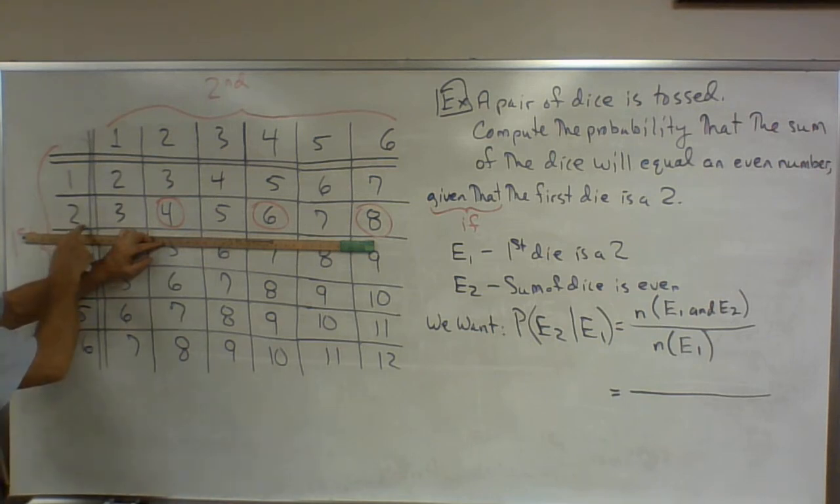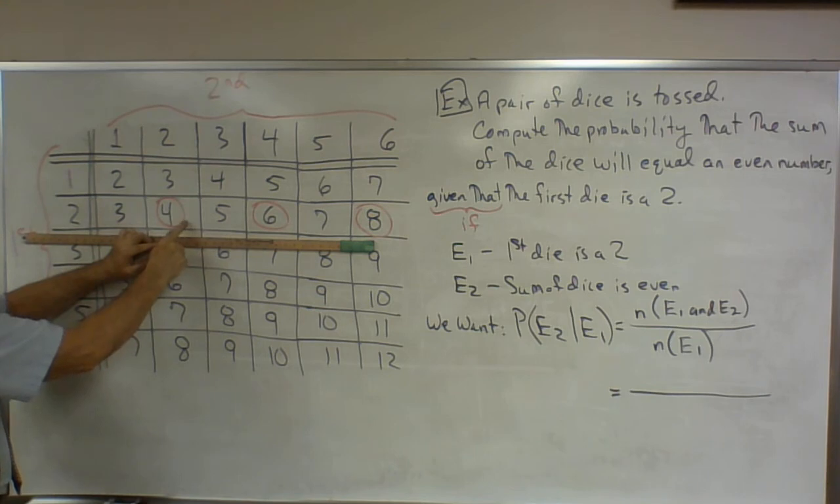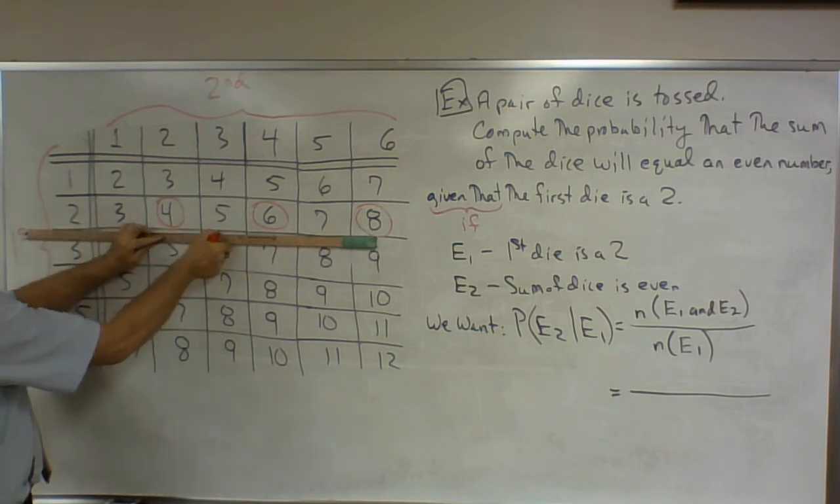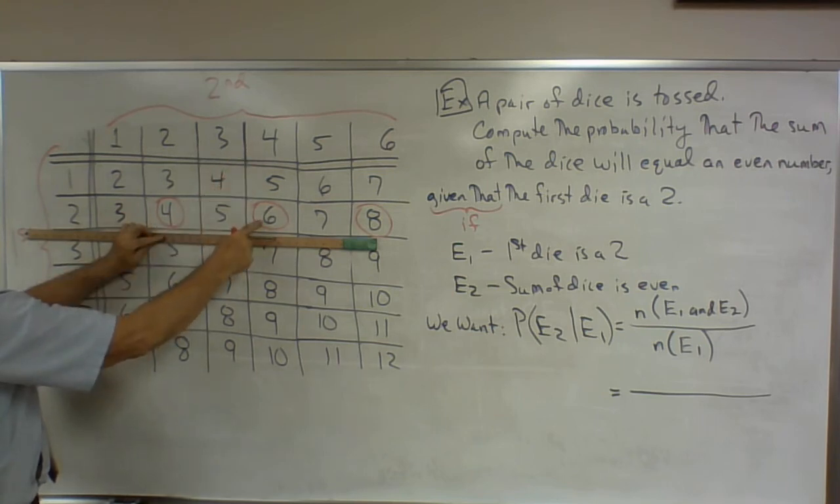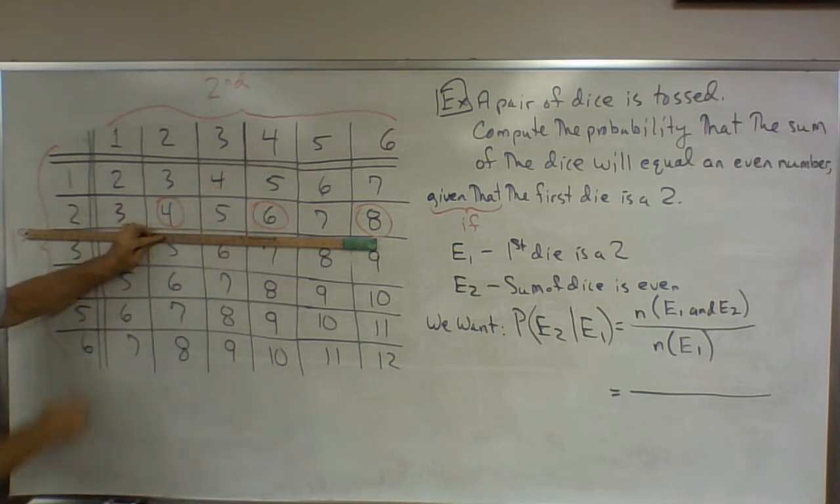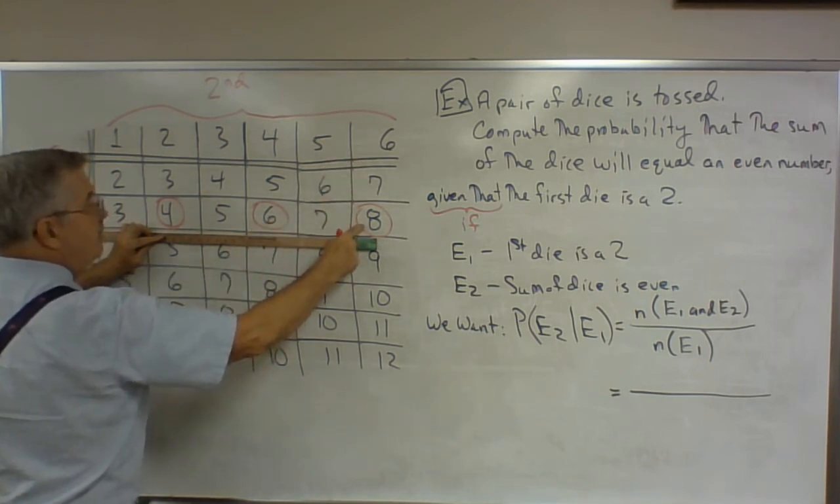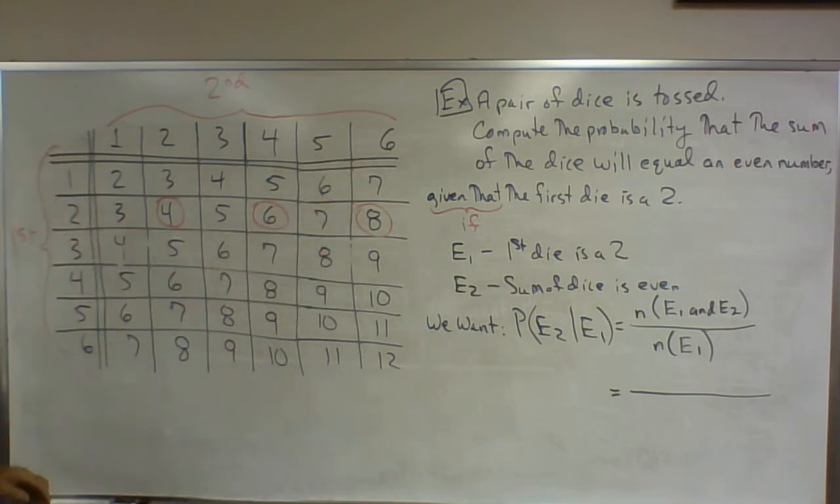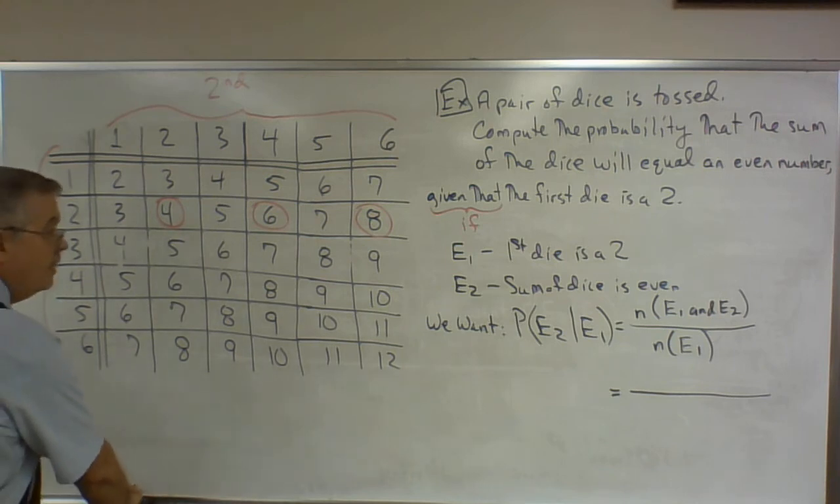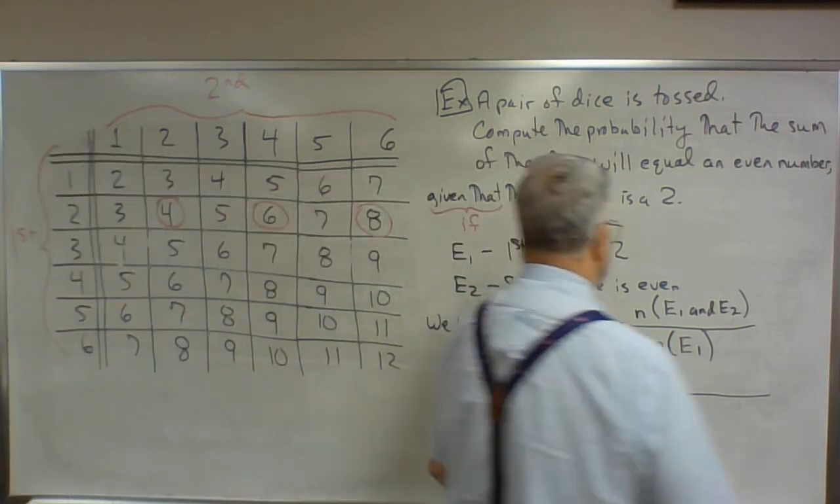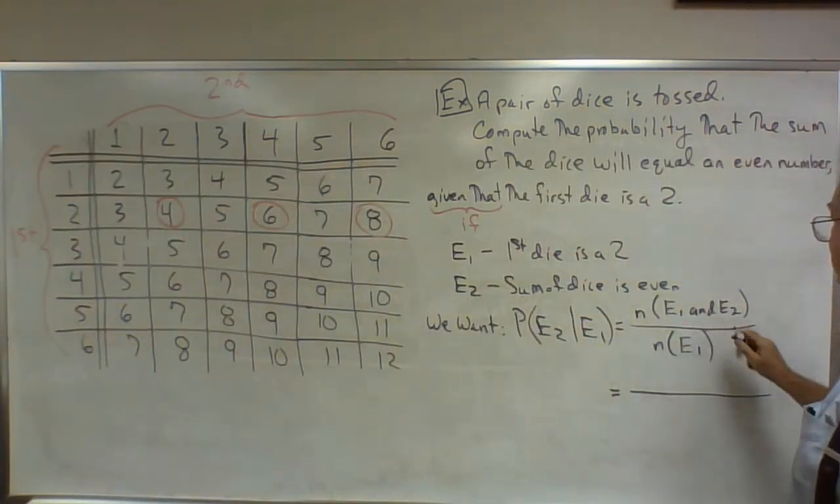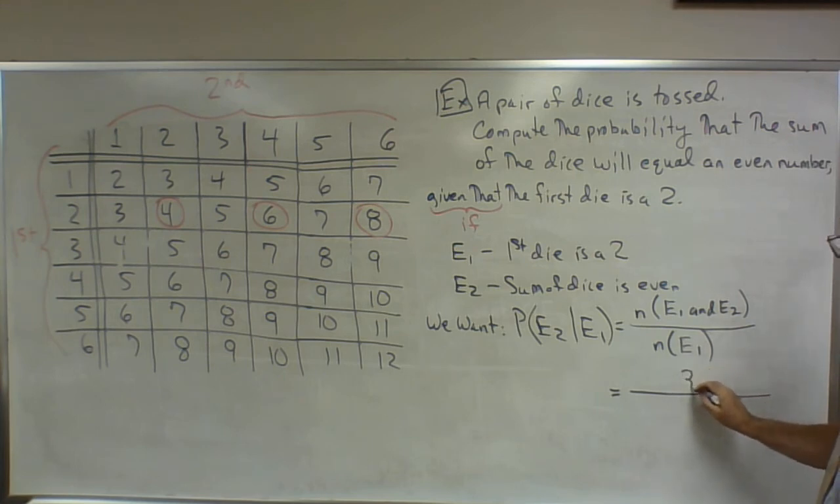And that is, the first die is a 2, the second die is a 2. We get something even. The first die is a 2, the second die is a 4. We get an even sum. The first die is a 2, the second die is a 6. We get something even. So the number of ways in which E1 and E2 are both true is 3.